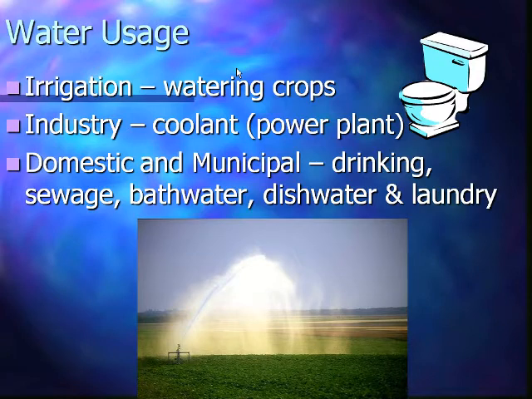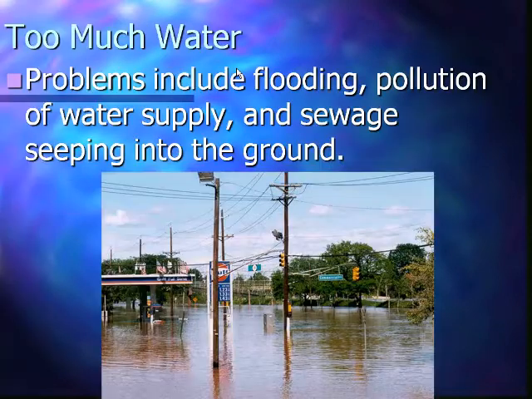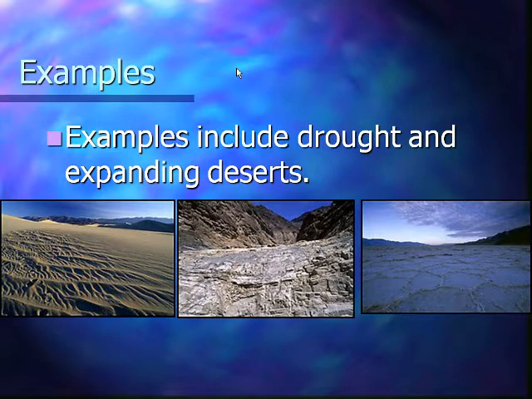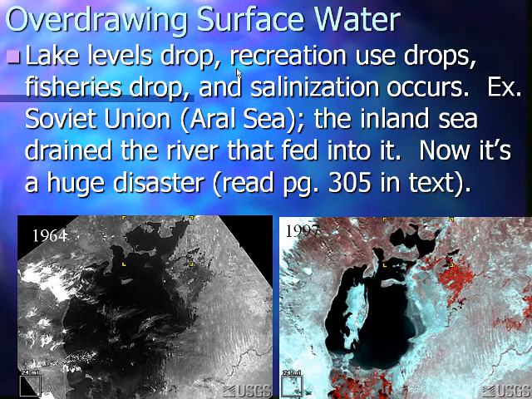Okay, so the problems, if there's too much water, you see flooding, pollution, sewage seeping into the ground, a lot of just increased bacteria, increased grossness, kind of. So you see a lot of problems there with too much water. With not enough water, this is where it comes into the drought and the desertification, and this is in areas especially where we are digging into the aquifers to get the water, is where you see that desertification.